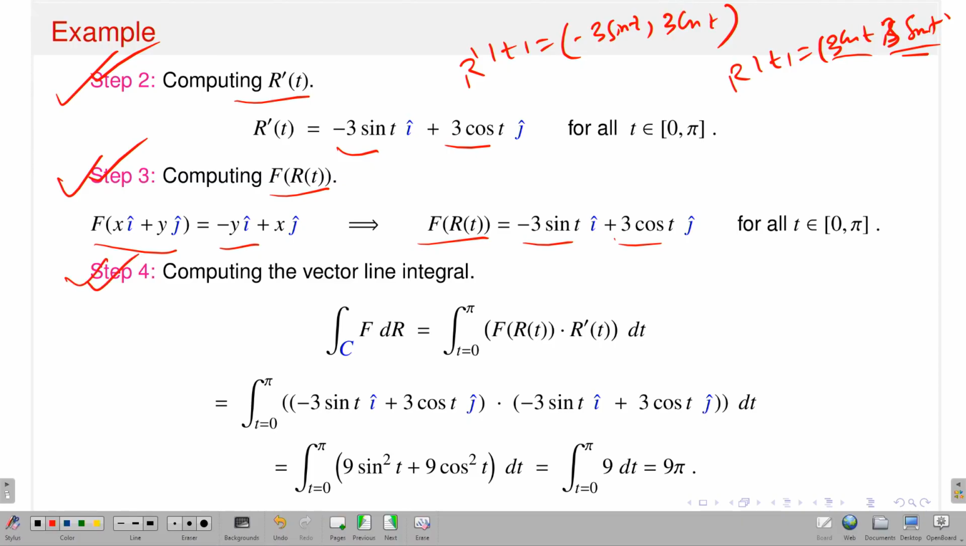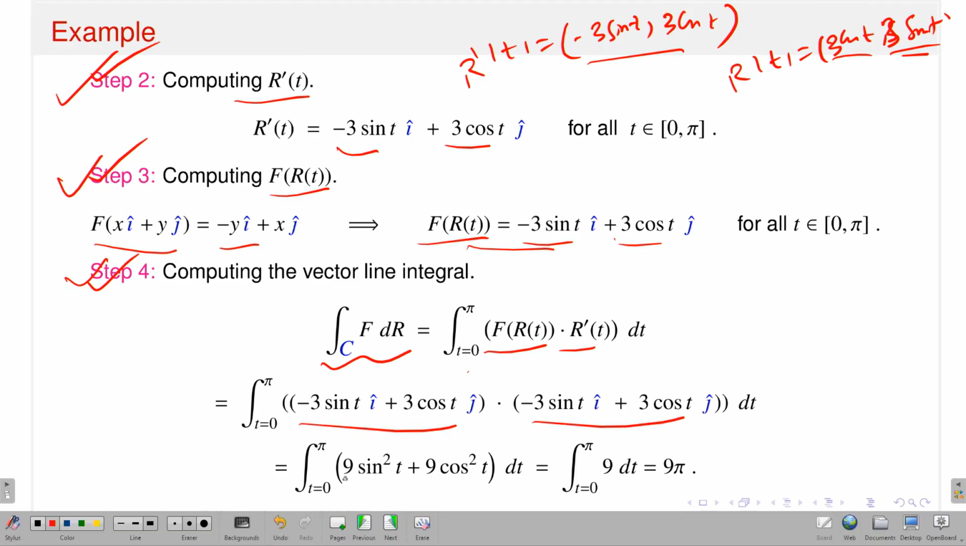That means integration, t running from 0 to pi. So, that means the vector line integral of capital F over C, which is t running from 0 to pi, F of r(t), which is already there, r prime of t, which is already there, take the dot product and perform the integration. So, I have to take the dot product of this times this.